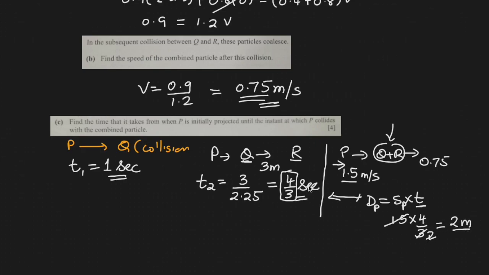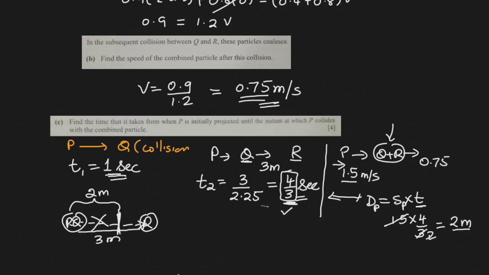So let me draw it here. P and Q collided here. Then after 3 meters, R was there. Only Q came and collided with this. By that time, when Q collided with R, P had reached 2 meters. It had covered 2 meters here. And till this moment, we already know the time, 4 over 3 and 1 second. So we will not count this time anymore because we have already counted this 4 over 3 here. But this 1 meter, P has to cover.